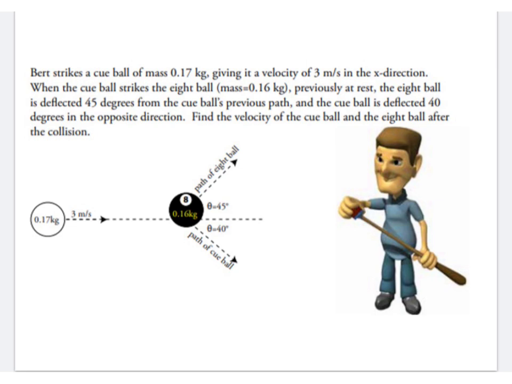Okay. When the cue ball strikes the 8 ball, previously at rest, the 8 ball is deflected 45 degrees from the cue ball's previous path. So I would say that that's 45 degrees above horizontal. And the cue ball is deflected 40 degrees in the opposite direction. Find the velocity of the cue ball and the 8 ball after the collision.